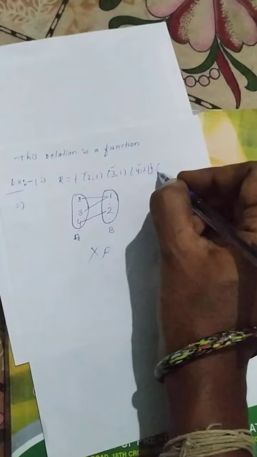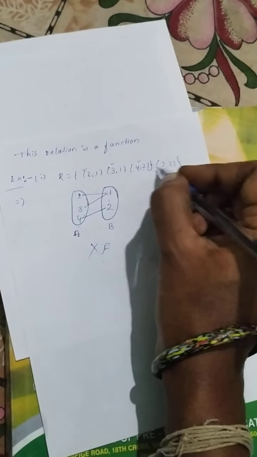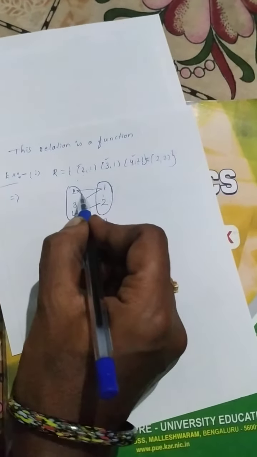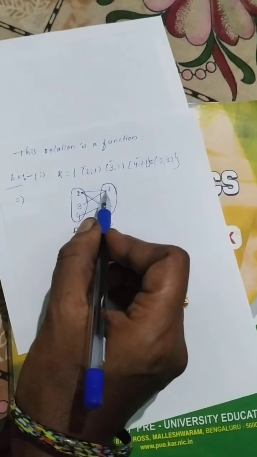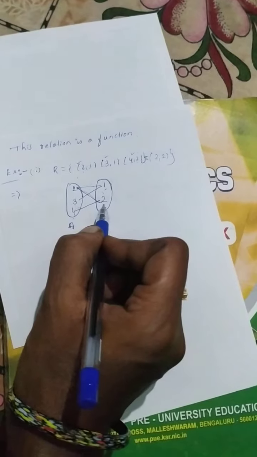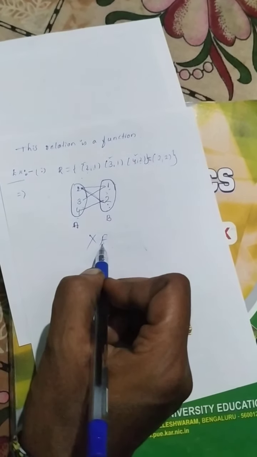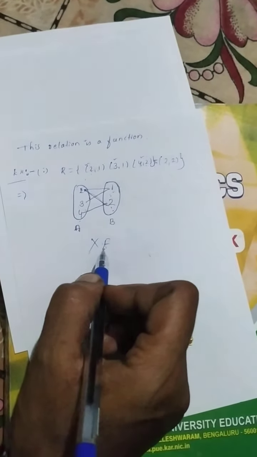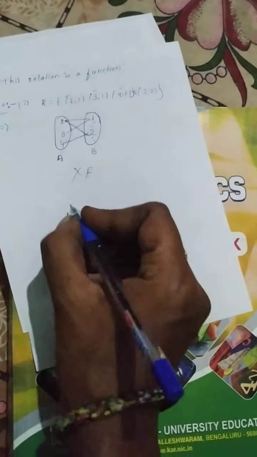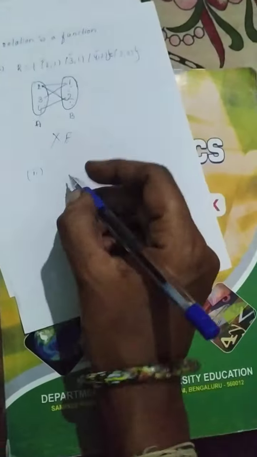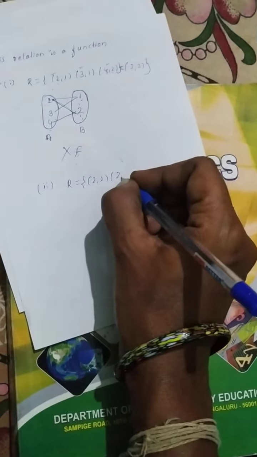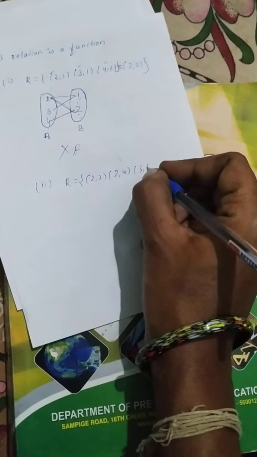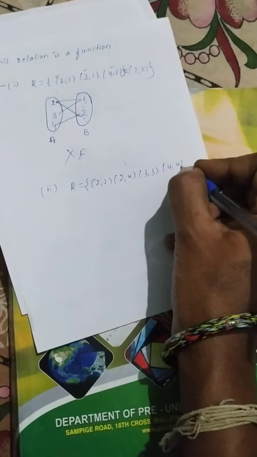If 2 itself appeared twice in this relation, then it would map to two places. So for this one element, we would have two different images in B. In that case, this is not a function. Okay, hope you understood this. Next, I'll take the second one. Our relation is (2, 2), (2, 4), (3, 3), (4, 4).